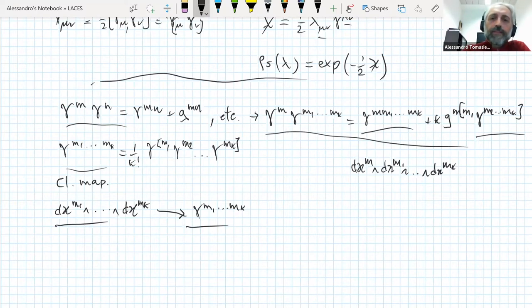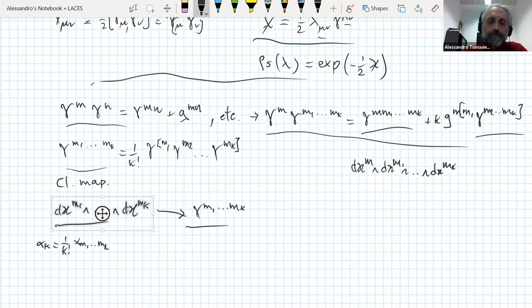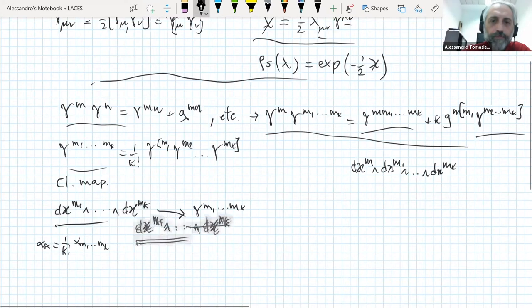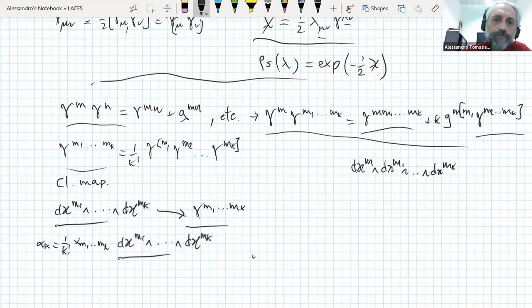So generalizing this notation here, the Clifford map can be denoted as follows. So remember that alpha, or something like this. And the corresponding guy here.